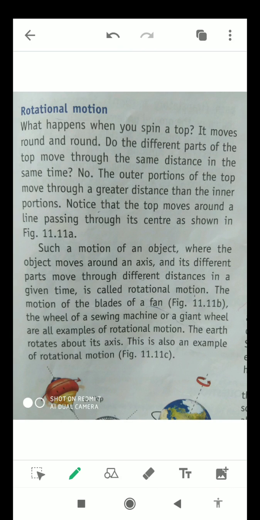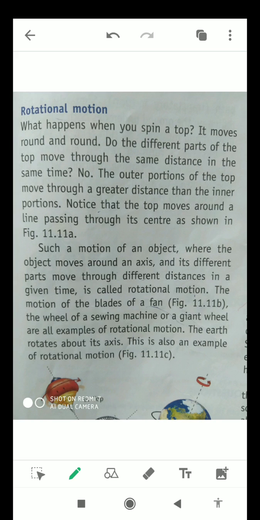Next slide is of rotational motion. As the name suggests, students, when an object rotates, then this type of motion is called rotational motion. What happens when you spin a top? It moves round and round. Do the different parts of the top move through the same distance in the same time? No. The outer portions of the top move through a greater distance. Means the outer portions cover a greater distance than the inner portions of the top.